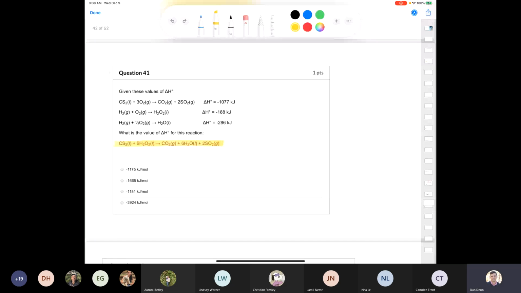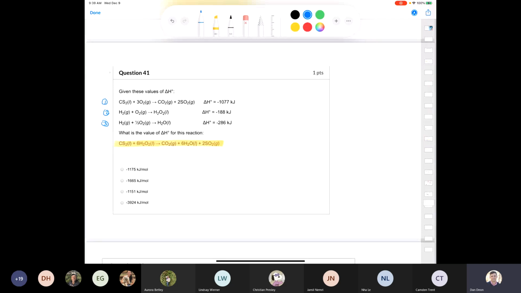Well, the first thing I noticed about that equation that I have highlighted in yellow is that it's got one molecule of carbon disulfide in it, and the only place that I see carbon disulfide is in equation number 1, and there's 1 mole of it. So I'm going to call these equations 1, 2, and 3. I don't need to manipulate equation 1 at all.